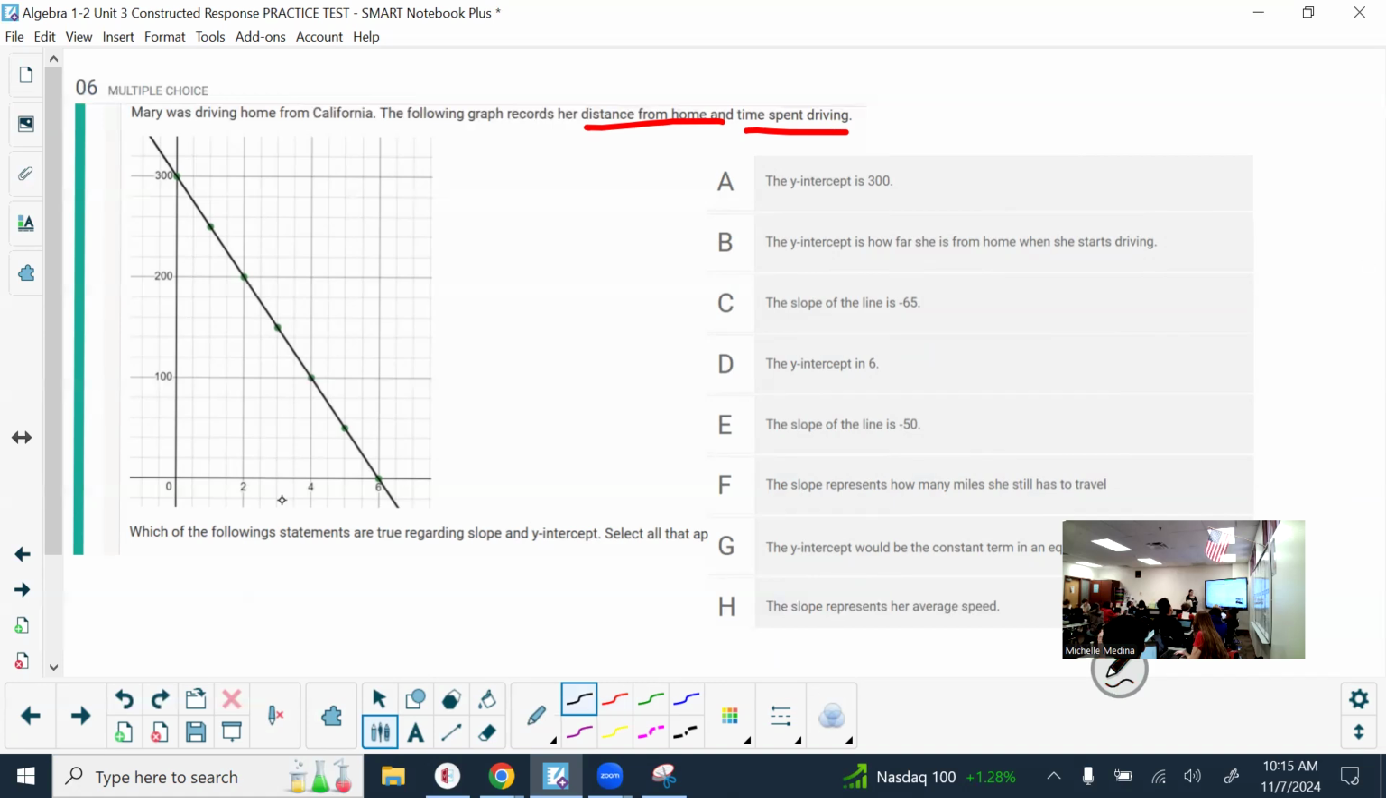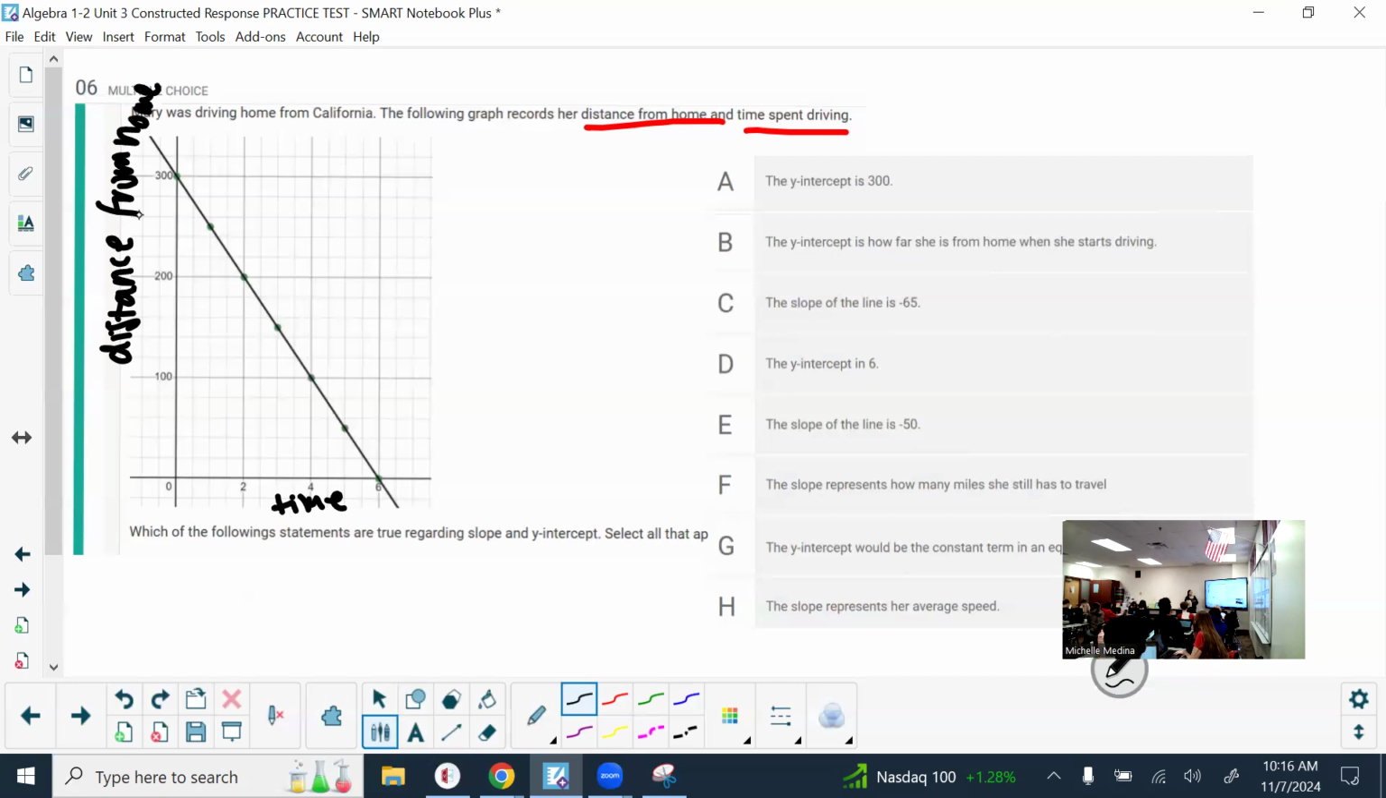Time. Right? Just because I drive 3 miles, I'm not changing time that way, am I? No. So time needs to go on my x-axis. If one of the variables is time, it's almost always on the x. So this is going to be my time, probably in hours, but we can see that it's time. And then my y-axis would be distance from home.